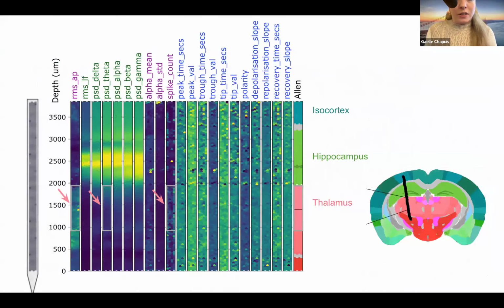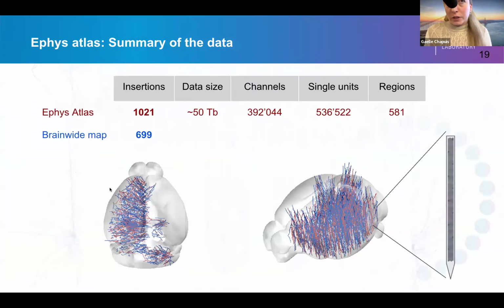Okay, so this is to give you a feel of what this looks like for a given recording. This is a recording spanning isocortex, hippocampus, and thalamus. Each of these columns is a so-called feature. If you look here to begin with at the spike count in the thalamus, you can see it's slightly higher than in the hippocampus, which probably relates to the fact that the root mean square of the AP signal is also slightly higher, because you probably have just more spikes. On the contrary, in the hippocampus the LFP power is much stronger than in the thalamus. So you can extract all of these features for all of our data set.